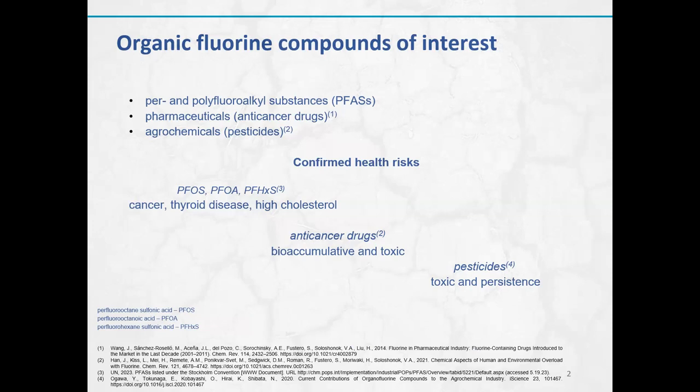In the case of PFAS, it is cancer, a change of sperm quality, and high cholesterol level. In the case of anti-cancer drugs, it is toxicity and bioaccumulative properties, and the pesticides are toxic and also persistent in the environment. So these compounds are dangerous or can be dangerous. That's what we don't want to have in the environment, or in the materials which we get in touch with. And that's why it's important to measure or analyze them.